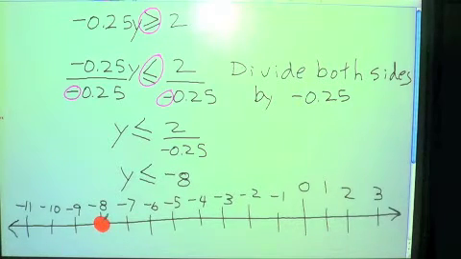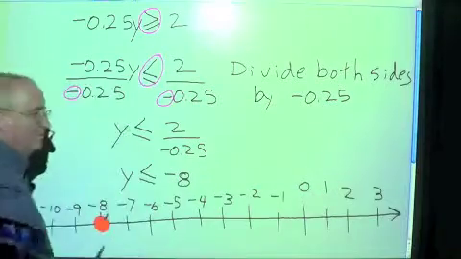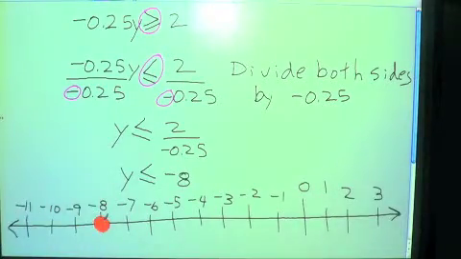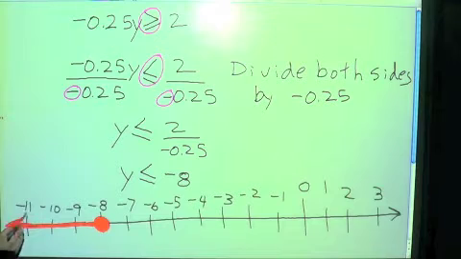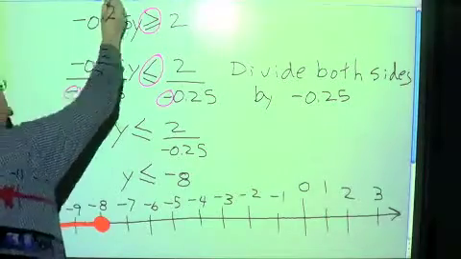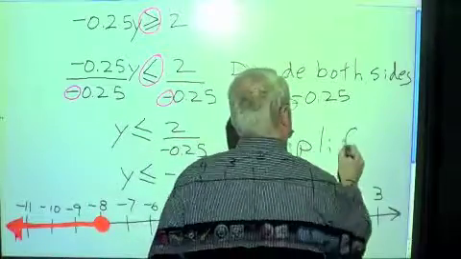Now, what side of negative 8 are we going to be on? Are we going to be on the side that gets larger? Or are we going to be on the side that gets smaller? It says y is smaller than negative 8. So we're going to be on the left side. So we're going to shade in like this. There it goes. Alright? What do we do right here? Simplify.